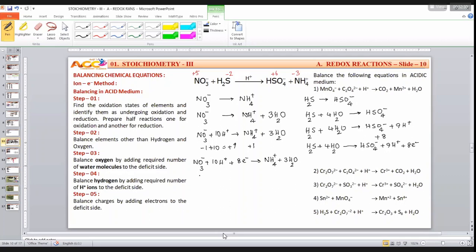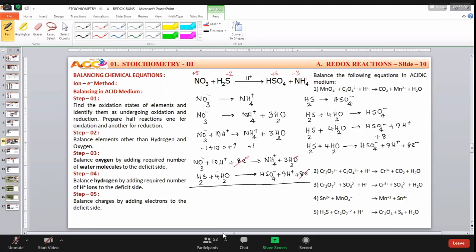I'm writing here itself H2S plus 4 H2O, HSO4 minus plus 9 H plus plus 8 electrons. 8 electrons, 8 electrons. 4 H2O, 3 H2O. Wherever you have less, remove that. 10 H plus, 9 H plus.